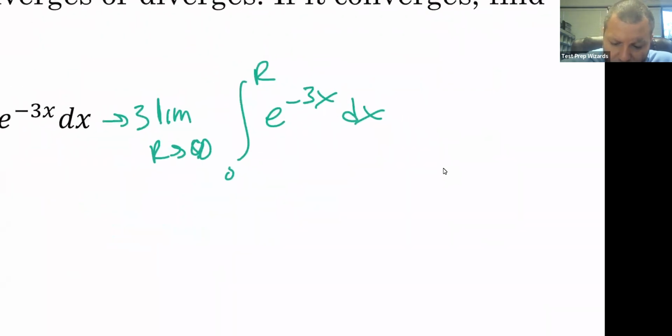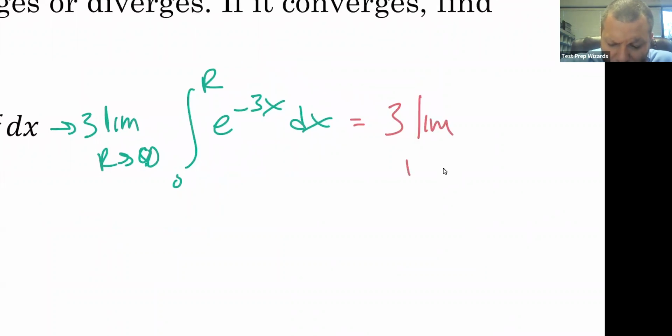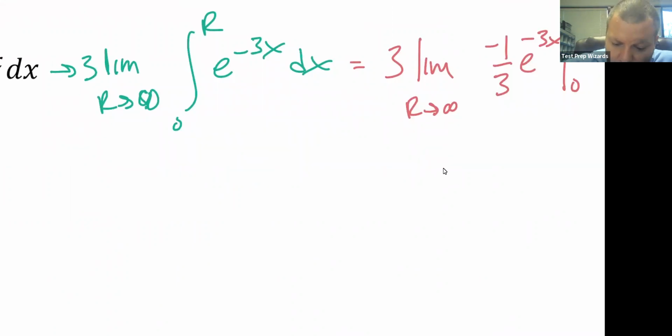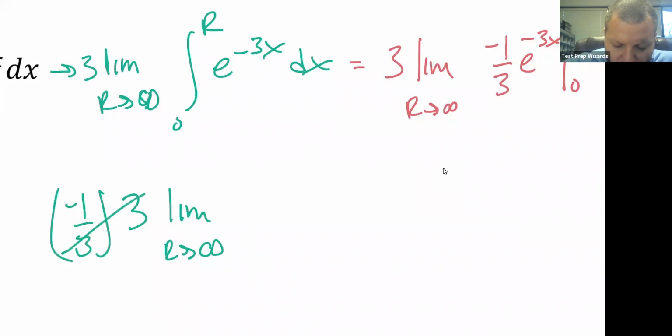So I say that to say that this integral is going to be, we have that 3 out front, we still have a limit. So we're going to have negative 1 over 3 e to the negative 3x evaluated from 0 to r. Same idea as before. We're going to get 3 times the limit as r approaches infinity of, I'm going to pull that negative 1/3 out front as well. So we have 3 times negative 1/3, which is really just going to be negative 1 out there. So I have e to the negative 3r minus e to the negative 3 times 0.